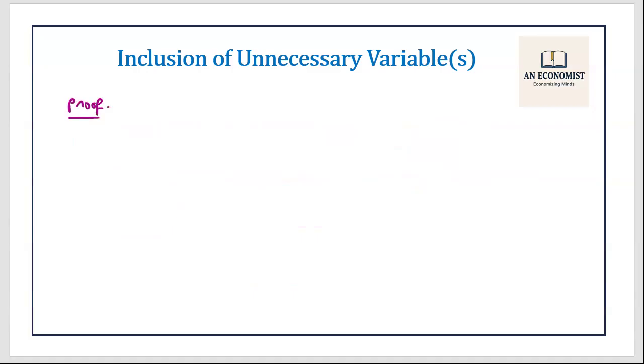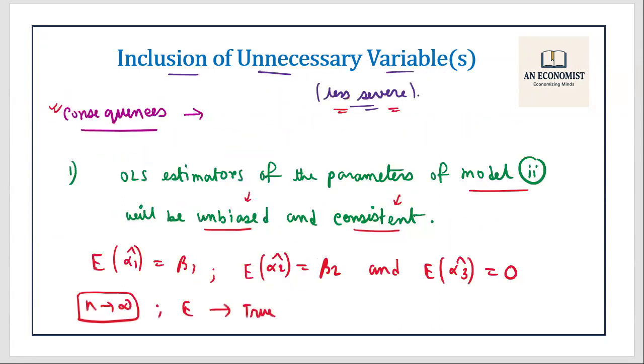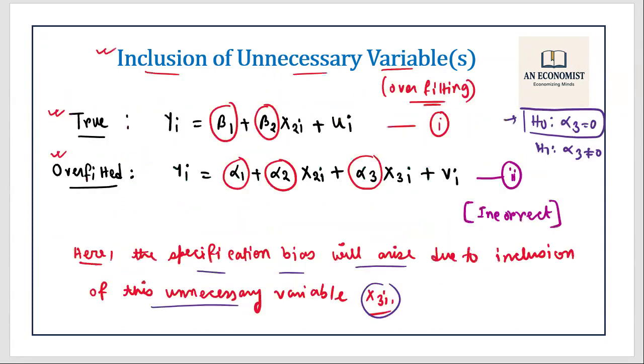Firstly, we will show the unbiasedness proof. For the unbiasedness proof, from the true model, what will beta 2 cap be? Look at the true model here. This is the true model. The true model is a two variable simple classical linear regression model. So here the one and only explanatory variable is x2.